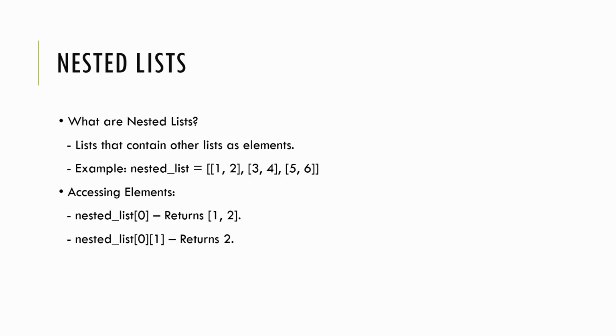Next, let's talk about nested lists. A nested list is a list that contains other lists as elements. For example, nested_list = [[1, 2], [3, 4], [5, 6]], containing the lists [1, 2], [3, 4], and [5, 6]. You can access elements within nested lists by using multiple indices. For instance, nested_list[0] gives us the first list [1, 2], and nested_list[0][1] gives us 2.